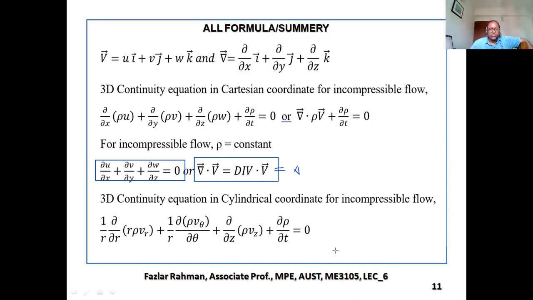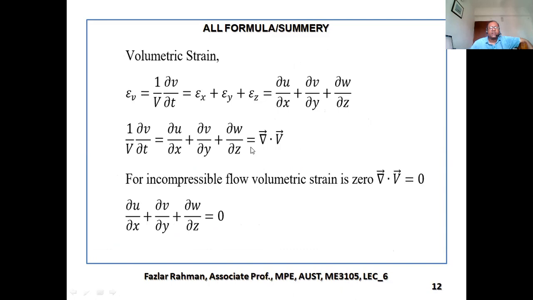And the continuity equation in cylindrical coordinates, you just remember the equation, memorize it, and you need to know what is the VR, what is the V theta, what is the VZ, what is the rho, and what is the R. And what is the volumetric strain? We already figured out the volumetric strain is equal to this one.